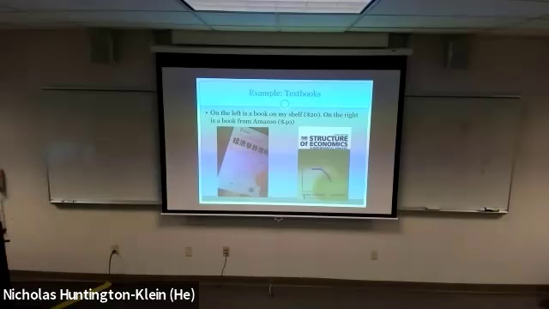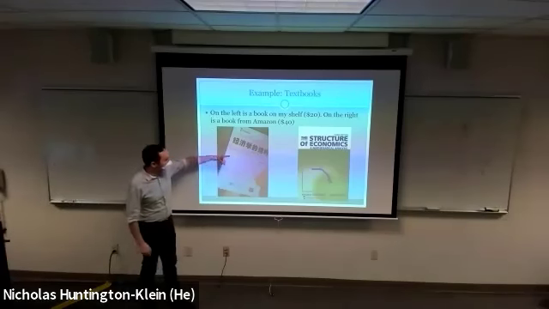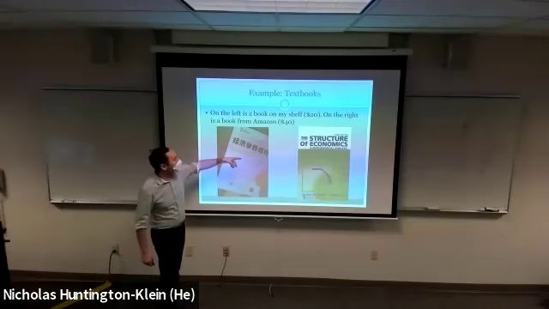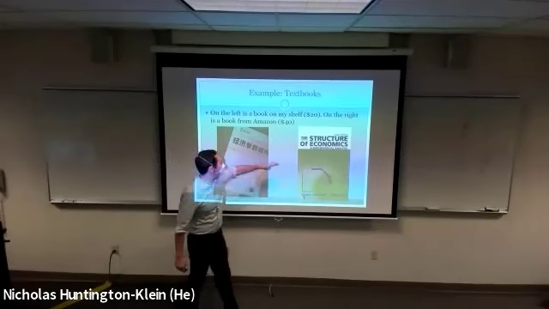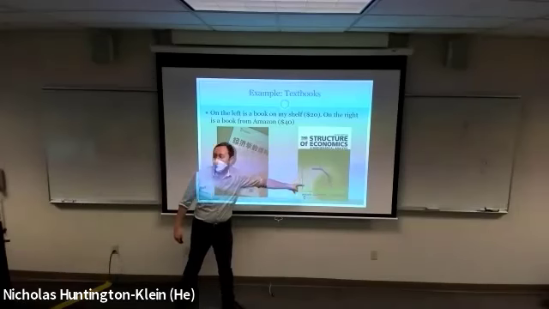Here's another example of price discrimination, textbooks. So here is a textbook that I own. It's on my shelf. I bought it when I was a grad student. Here's the exact same textbook that you can find on Amazon. This book cost me 20 bucks. This book costs 40 bucks.